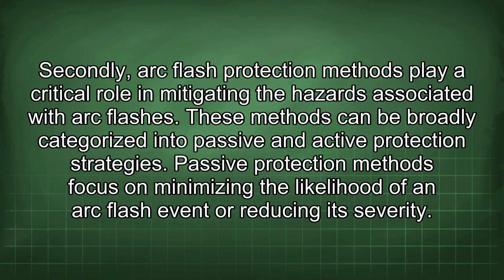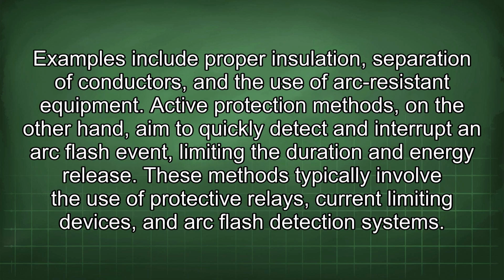Secondly, arc flash protection methods play a critical role in mitigating the hazards associated with arc flashes. These methods can be broadly categorized into passive and active protection strategies. Passive protection methods focus on minimizing the likelihood of an arc flash event or reducing its severity. Examples include proper insulation, separation of conductors, and the use of arc-resistant equipment.